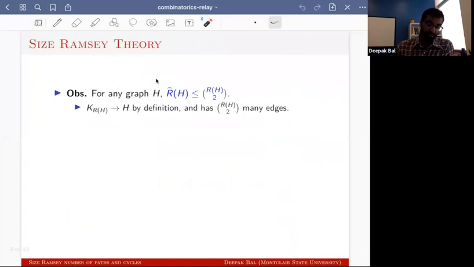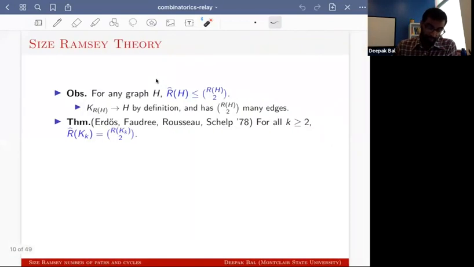So some simple observations. The size Ramsey number of H is, well, it's at most the ordinary Ramsey number, choose 2. And why is that? Because the complete graph on the ordinary Ramsey number of vertices definitely arrows H by definition, and that graph has R of H choose 2 many edges. So that's always an upper bound on the size Ramsey number. And in fact, Erdős, Faudree, Rousseau, and Schelp proved that for complete graphs, the size Ramsey number is exactly that upper bound.